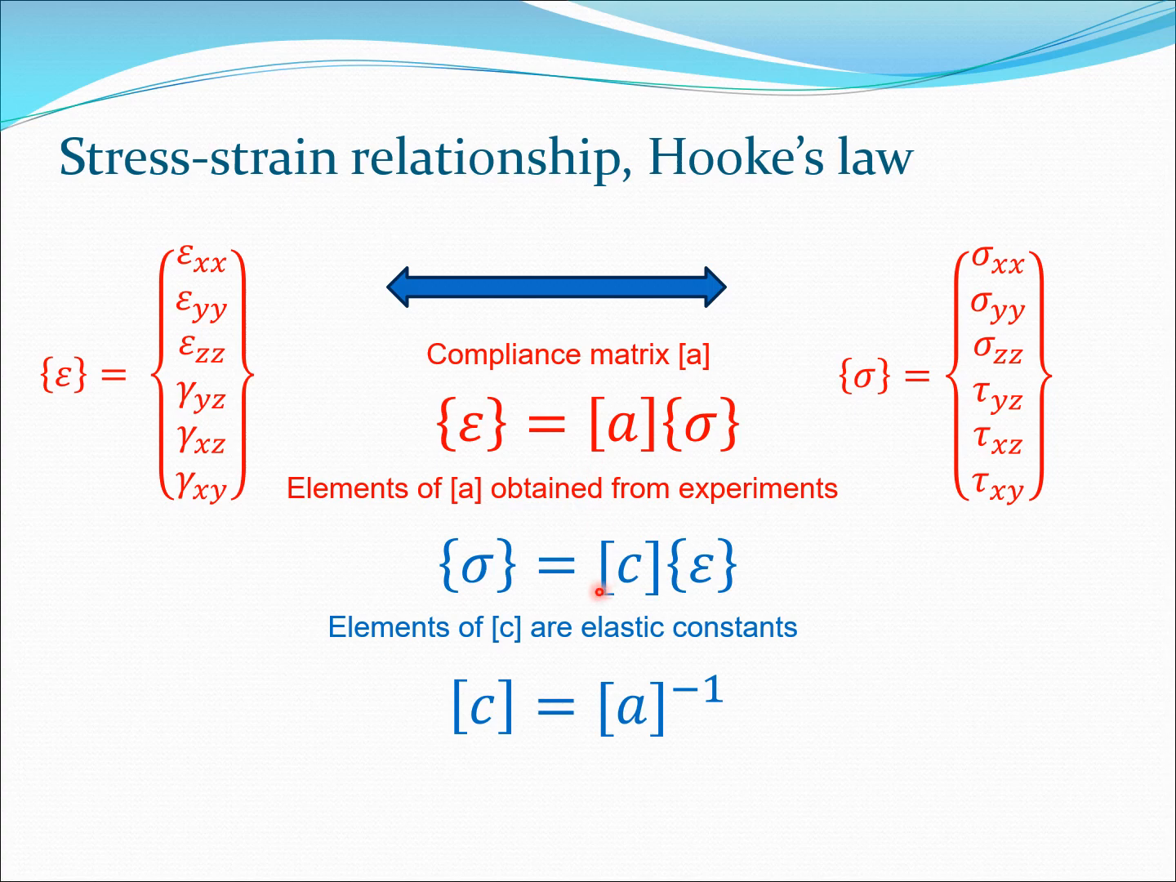So there are ways to get this kind of matrix from various experiments. Correspondingly, there is one more relationship, that is sigma is C into epsilon, where the matrix C contains what are known as the elastic constants. So remember that A contains compliance and C contains the elastic constants. And of course, you can clearly see the relationship between these two matrices, that C is the inverse of A. So essentially, if we have calculated the A matrix somehow, obtained it from experiments, then we can very easily get the C matrix. That's typically what is done in practice.